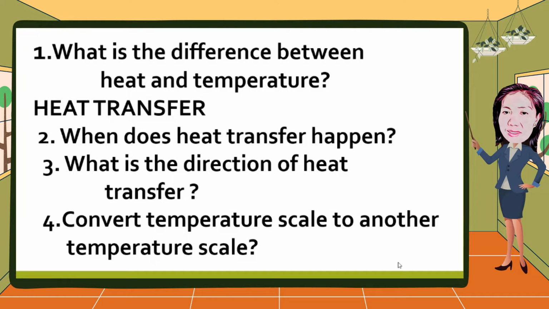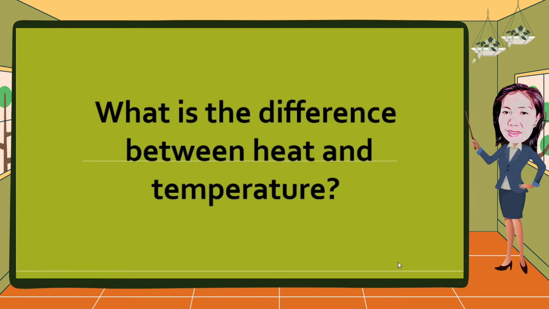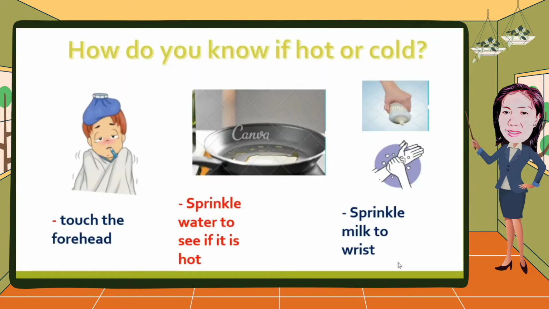Okay, first question. What is the difference between heat and temperature? Second question, about the heat transfer. When does heat transfer happen? And number three, what is the direction of heat transfer? And number four, how to convert temperature scale to another temperature scale? Okay, let's start with the first question. What is the difference between heat and temperature?